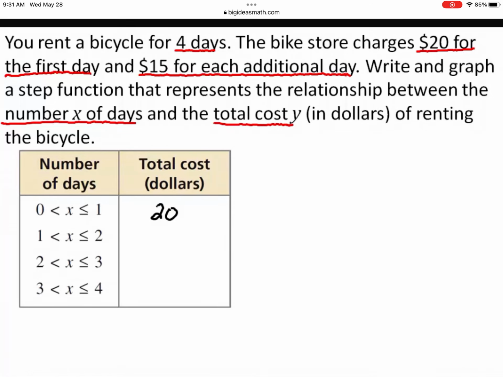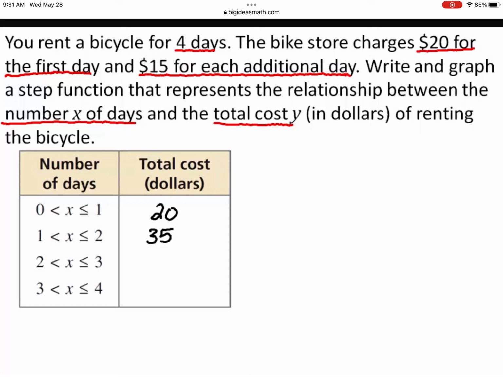The total cost when x is greater than 1 and less than or equal to 2 is the total cost to rent the bicycle for 2 days. Because the bike store charges $15 for each additional day, to find the total cost to rent the bicycle for 2 days, add 15 to 20, so the total cost is $35.